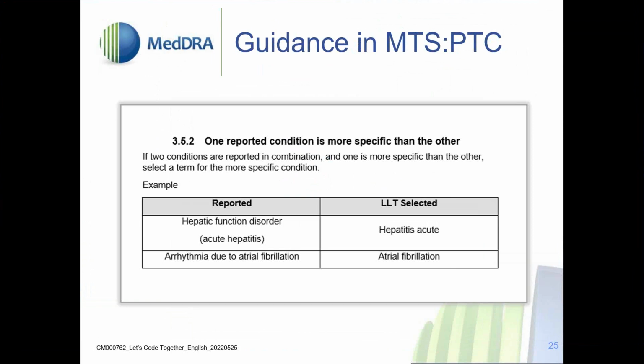Well, we don't have to, because we are told that if two conditions are reported in combination and one is more specific than the other, select a term for the more specific condition. And the arrhythmia example in the document is similar to what we saw in our example. Arrhythmia due to atrial fibrillation. So we have a general diagnosis and then a specification of the arrhythmia. And here we are asked to code to LLT atrial fibrillation, so to capture the most specific information.